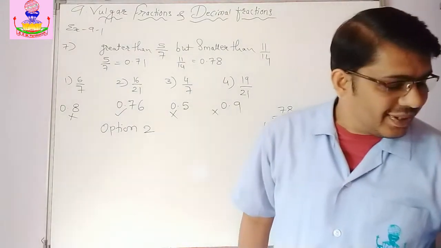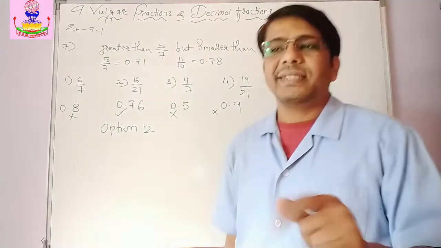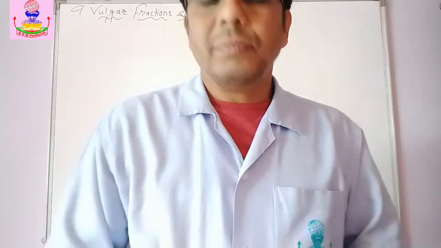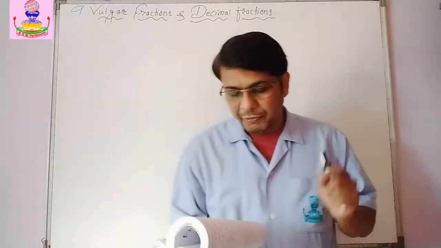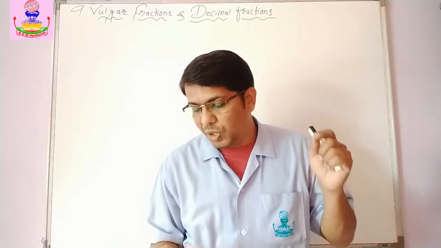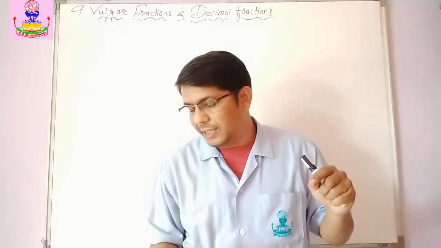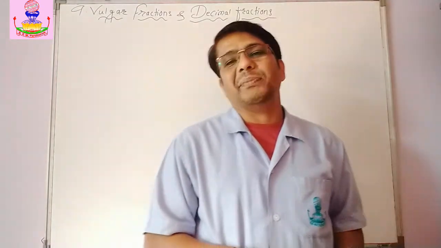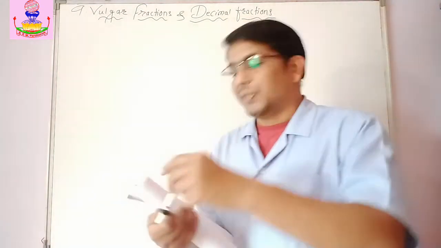Option 2. Okay. Now let's move to today's last example, that is the 8th example. Now 8th example. If 24 is added to 4 upon 7th of 3 upon 4th of a number, the result is the same number. What is that number? Do we know that number?